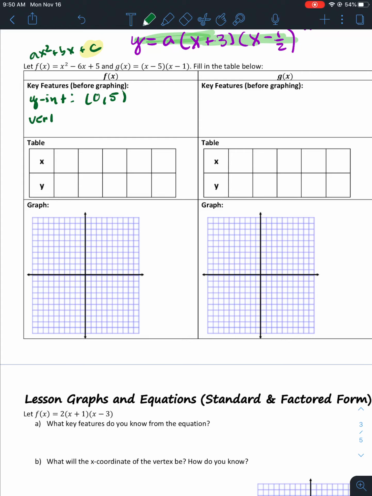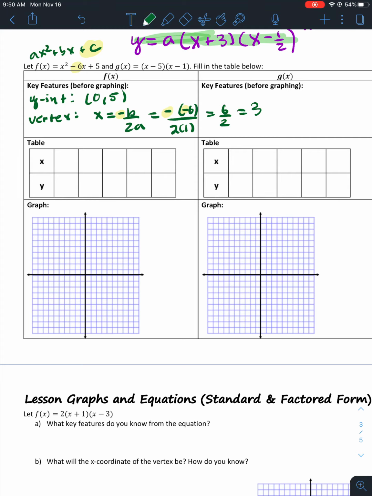Okay, how do I find my vertex? Well, to find my x-coordinate, it's negative b over 2a, which equals negative 6 over 2 times 1, which is 6 over 2, which is 3. Just recall in the formula that there's already a negative sign, and then in my equation it's negative 6. So the two negatives actually make it positive, and we get an x-coordinate of 3.